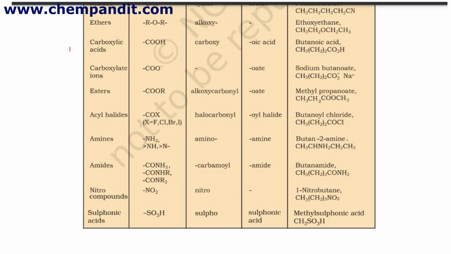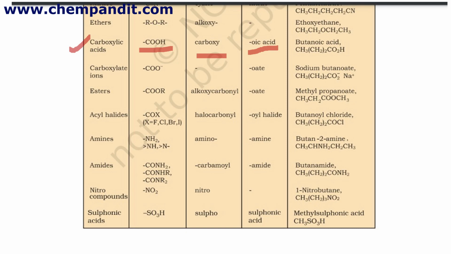Then next we have carboxylic acid. The functional group is COOH. We already know that. And whenever it is used as a prefix, the prefix carboxy is used. Mostly it is used as a suffix, and the suffix used is oic acid. Oic acid, for example, butanoic acid, ethanoic acid, and so on.